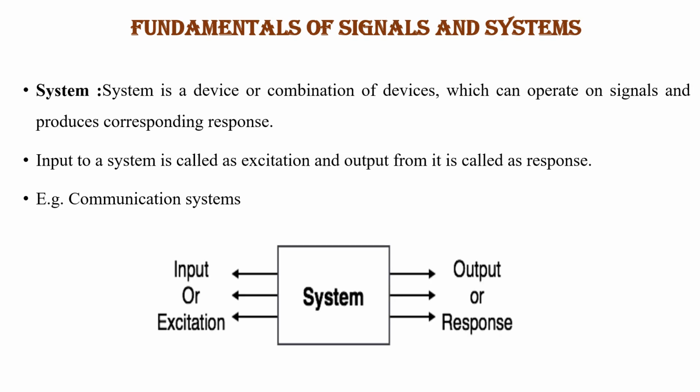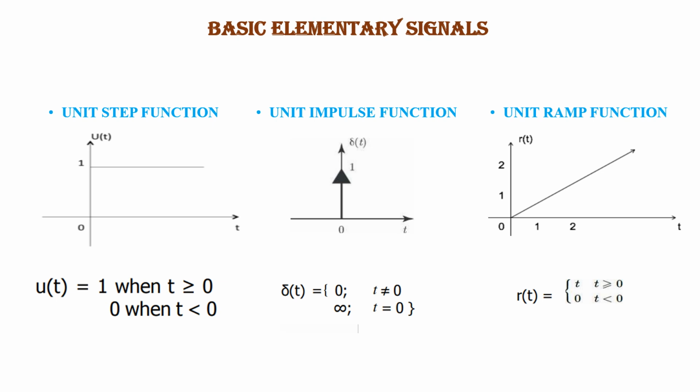A system is a device or combination of devices which can operate on signals and produces a corresponding response. Every system has one or more inputs, called excitation, and every system has one or more outputs, called response. Input and output of the system are always signals. Example, communication systems.